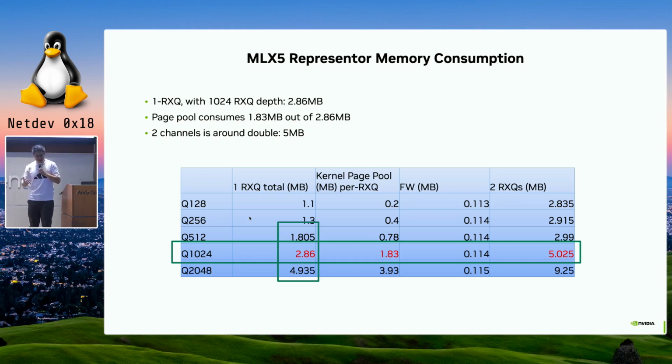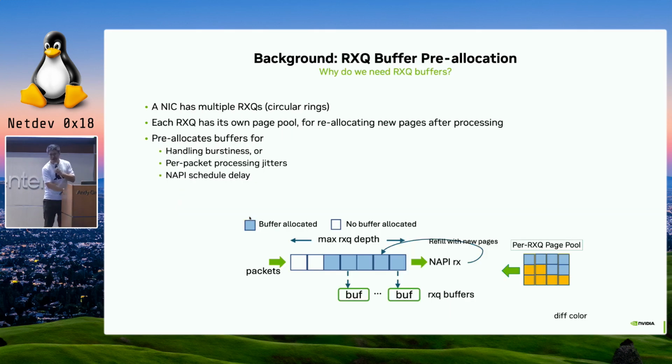Another thing to look at is if I decrease the RxQ depth from 1K to 500, then it drops from 2.8 to 1.8. It decreased because of the page pool; we are using less page pool memory there. And the other way around, if we increase to 2K, it increases to 4.9. So the question here is, if we want to save memory because we don't have enough memory, can we allocate fewer RxQ buffers? How important is it, right?